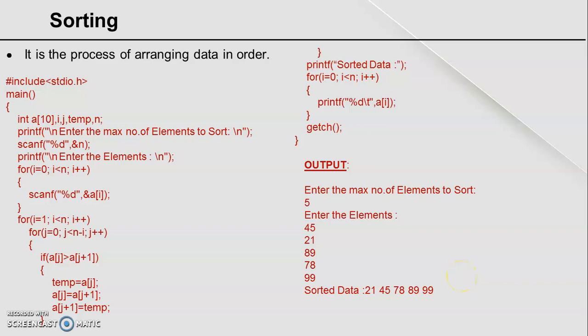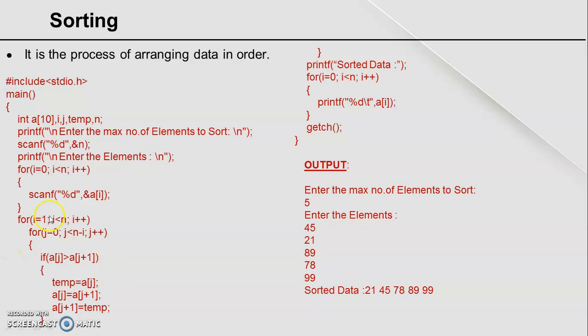Next is sorting. We know sorting is the process of arranging data in some particular specific order. Similar programs have been covered in C programming. This is a simple sorting method, normally we call it bubble sort. Over here also we have taken inputs like the number of elements and the elements, and this is the portion which is mainly concerned with the logic of sorting.